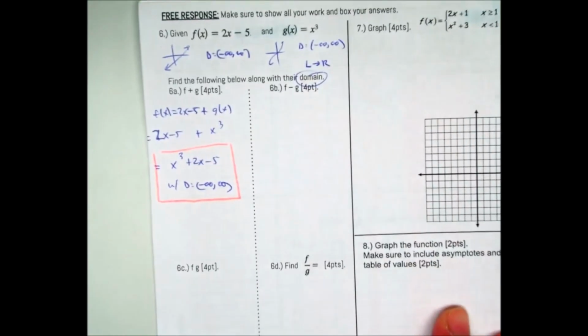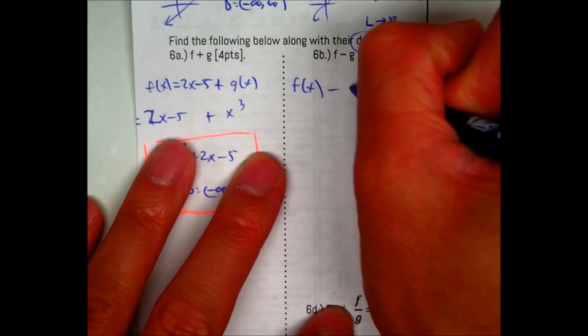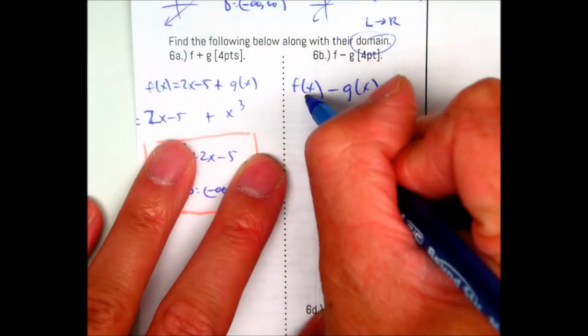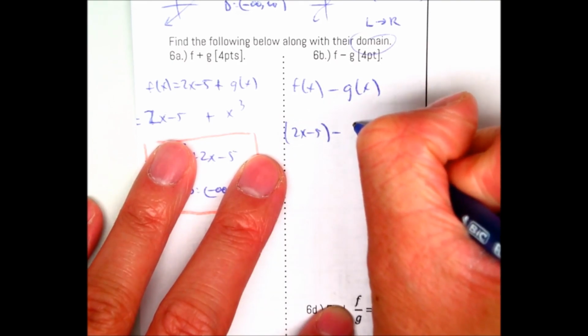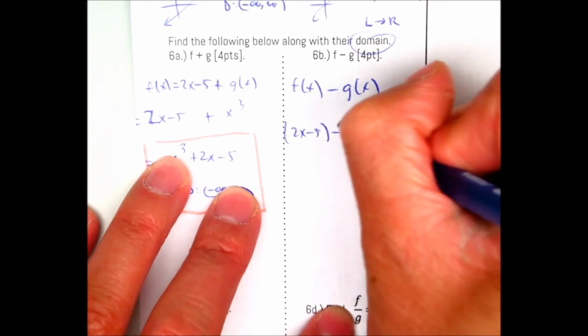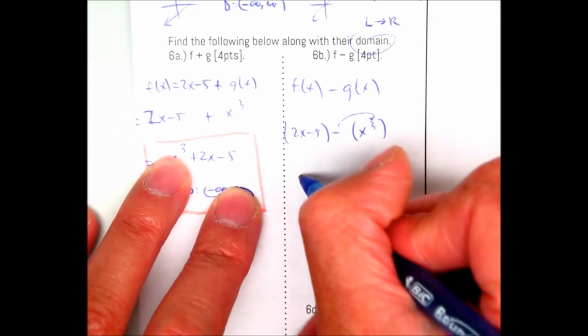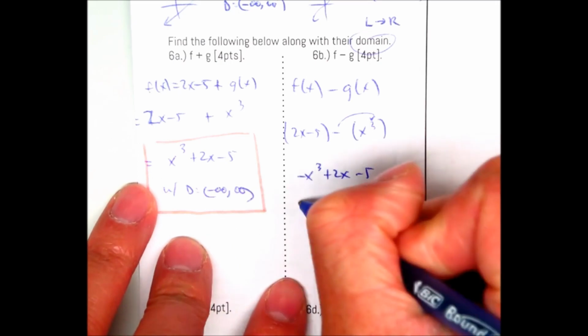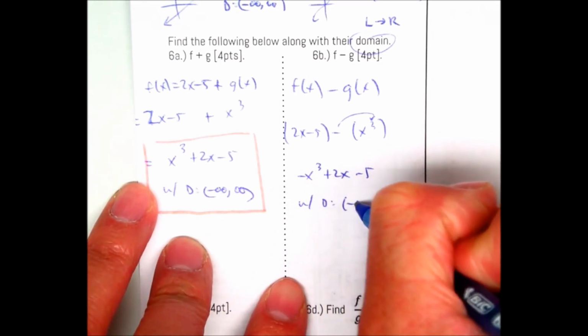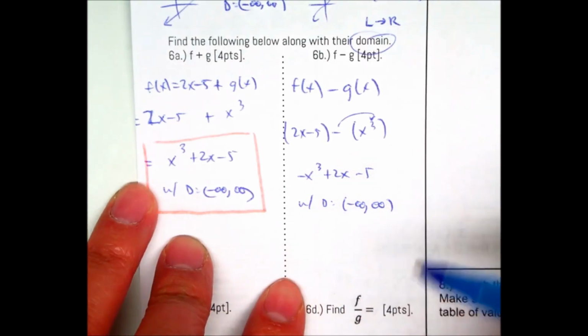Question 1b tells us to subtract a function, so f of x minus g of x. F of x is 2x minus 5 minus g of x, which is x to the third. I'll take the inverse of that, so that becomes negative x to the third plus 2x minus 5 with a domain of negative infinity to positive infinity.